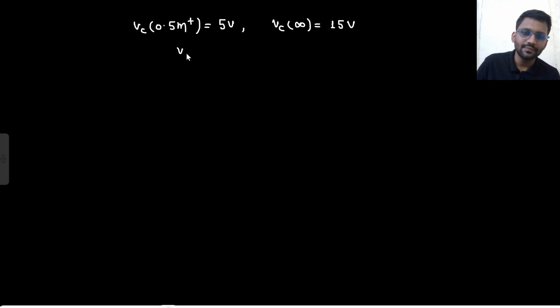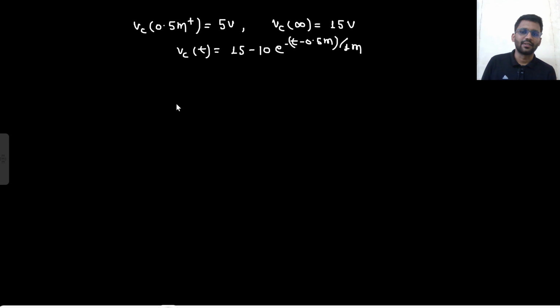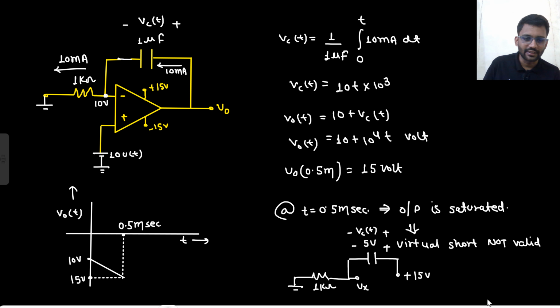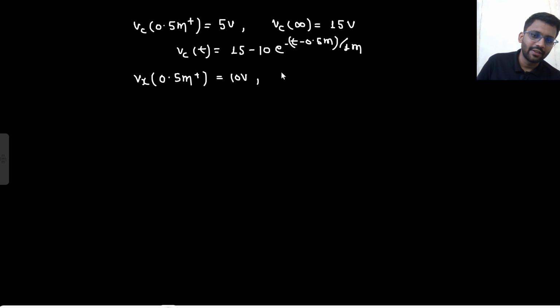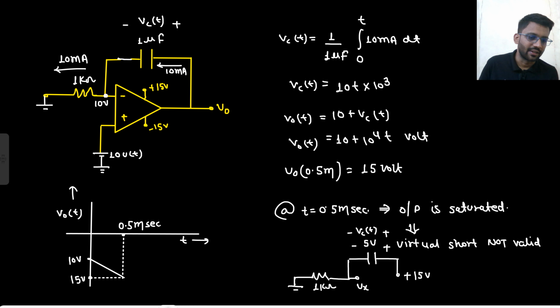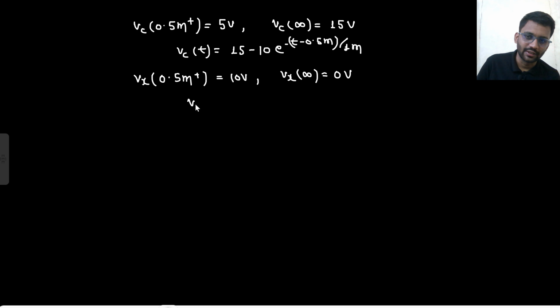What about Vx? Before that, let's write down the equation of VCT. The VCT equation would be 15 minus 10 into e to the power minus (t minus 0.5 milli) by tau. Tau is 1 milli. And what about Vxt? Vx initially is at 10 volt, but eventually Vx will be at 0 volt because the capacitor will be open circuited. So Vxt is trying to go from 10 to 0 volt.